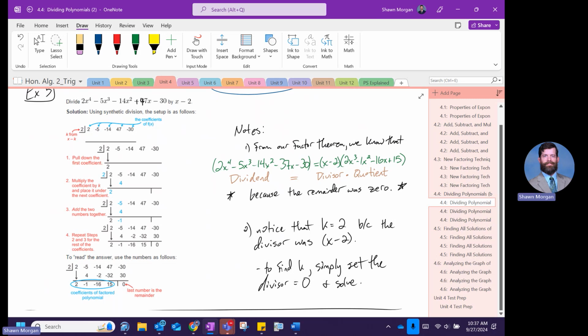But a big important concept is that what I put on the outside, my quote K value, I put 2 on the outside because that's the root of the divisor. Can you write that down? The number that goes on the outside is the root of the divisor.